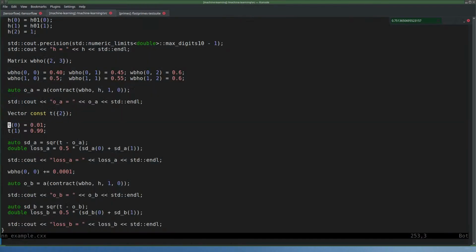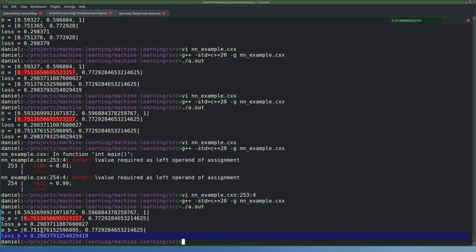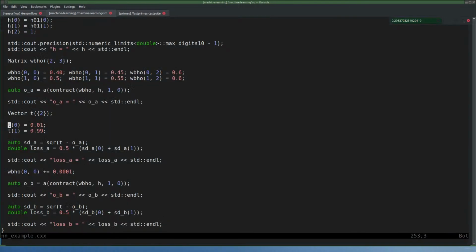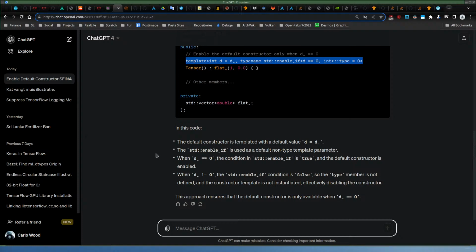Can't make it const if you have to assign it afterwards. And those are the same values. Yes, that is all the same value. The loss is even the same value. I believe it. Right, to the delta loss. I need a delta. I think I have deltas here.